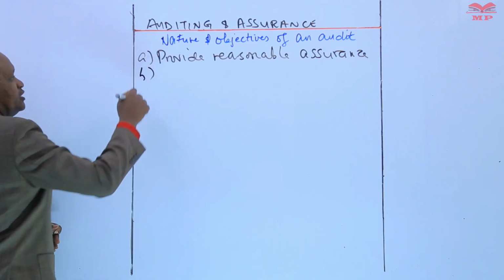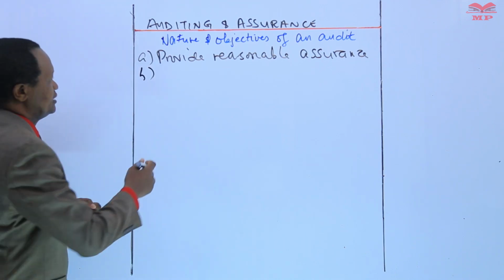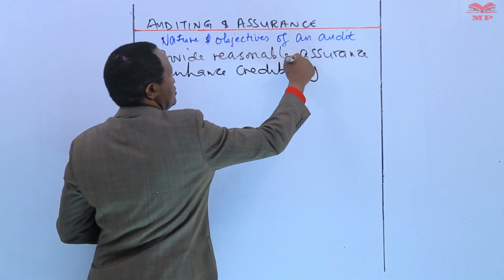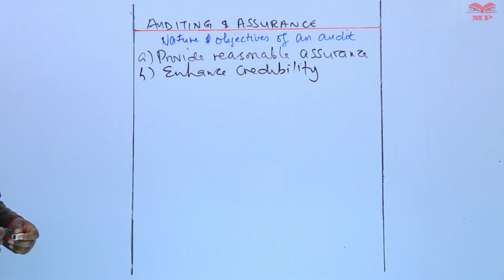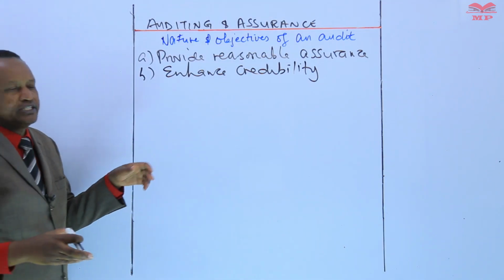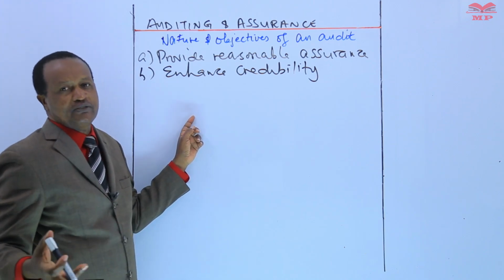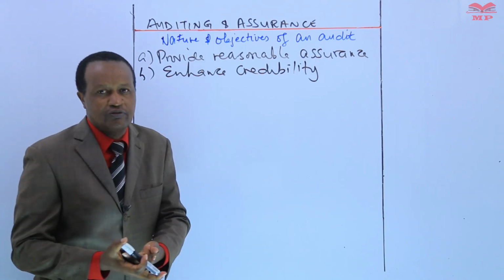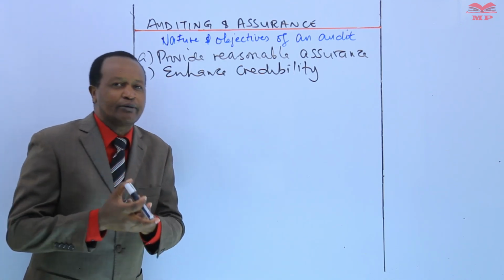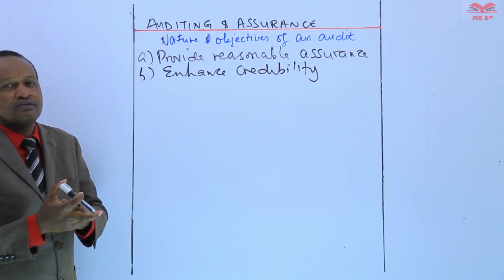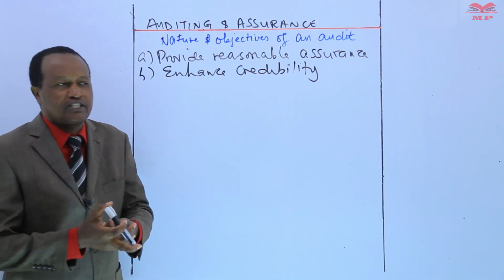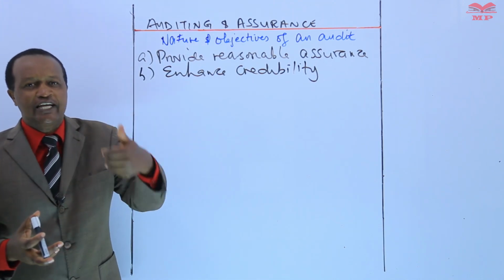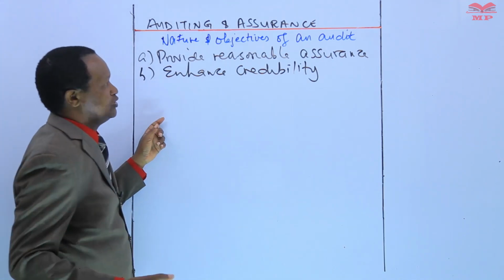The second objective is to enhance credibility. An audit enhances the credibility of the financial statements by providing an independent, unbiased assessment of their accuracy and reliability. And that is crucial for investors, for creditors, and for other stakeholders who rely on the financial information to make sound decisions.